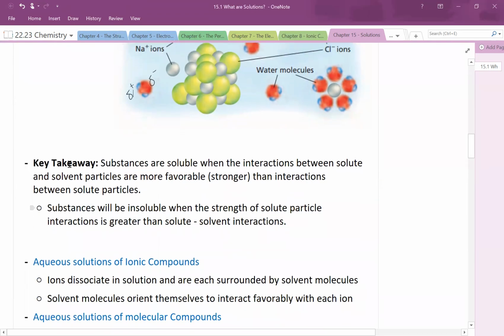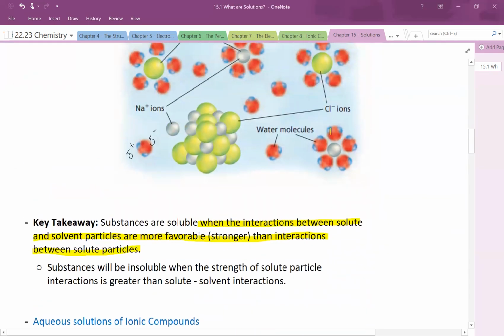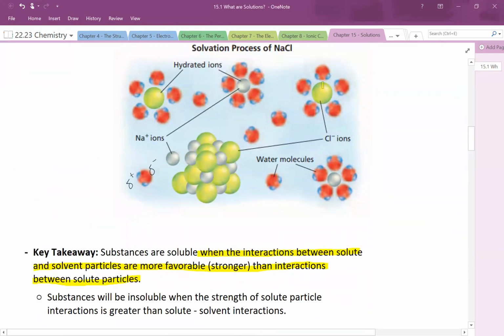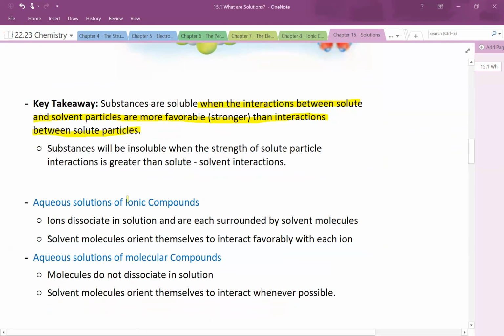Okay, so key takeaway here. Substances are soluble when the interactions between solute and solvent particles are more favorable than interactions between solute particles. That means that it is more favorable to get this water to chloride interaction as opposed to this sodium to chloride interaction. And because it's more favorable to have the chloride surrounded by water, this drives the process of dissolution.